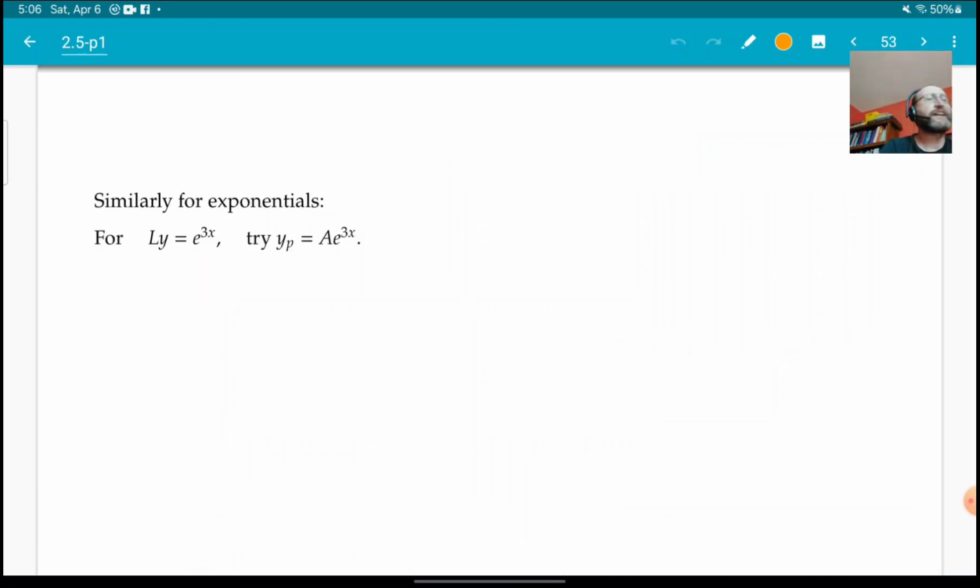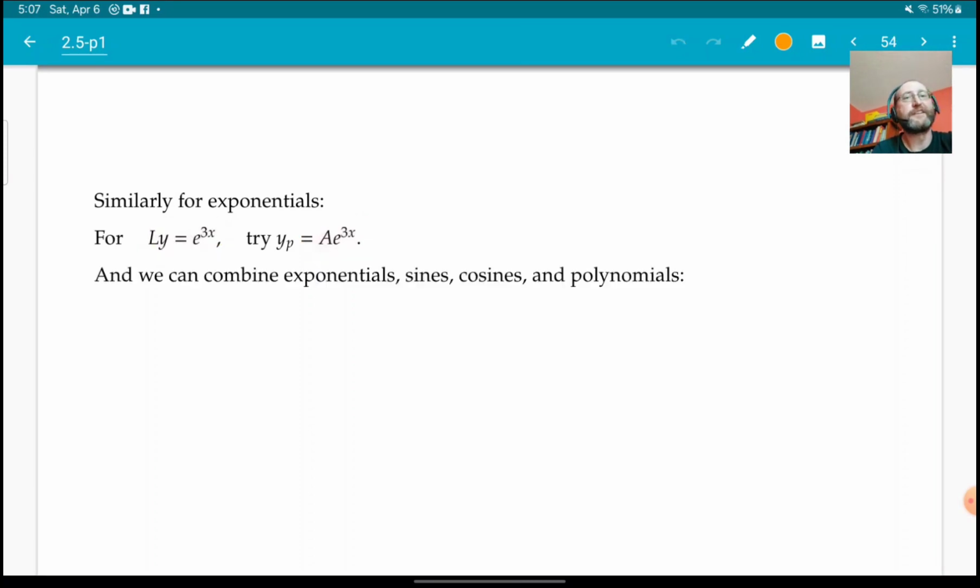Now, exponentials, very similar. If I have L of y equals e to the 3x, you try a times e to the 3x, right? Very similar, because its derivatives are still going to be just some constant times e to the 3x, right? So that's actually kind of simple.